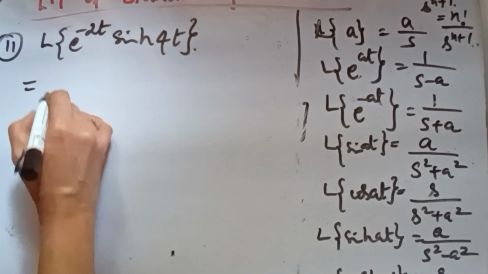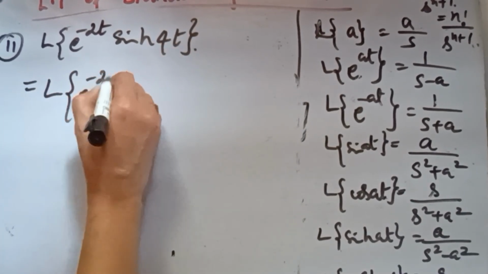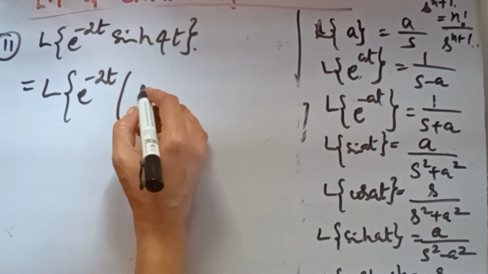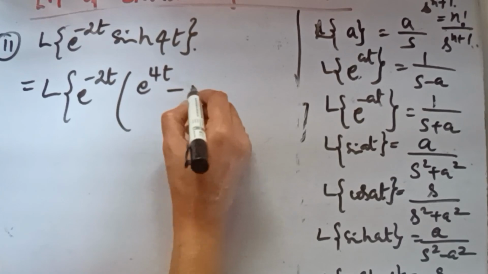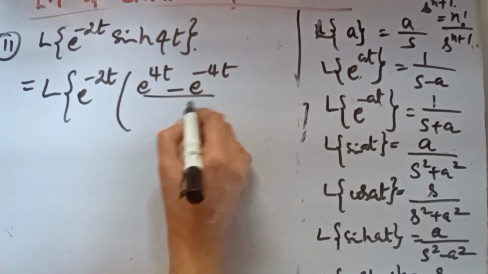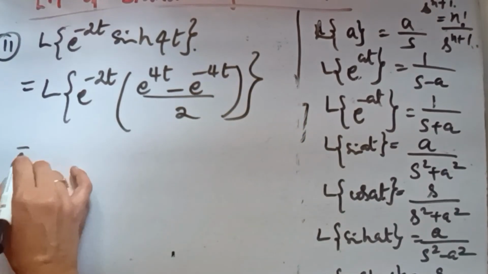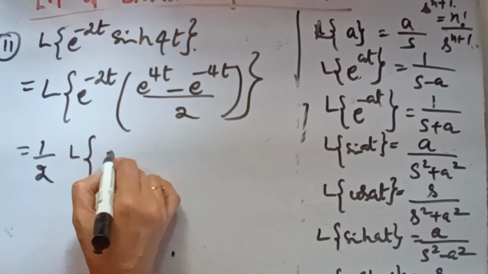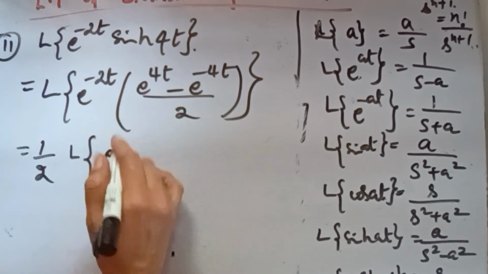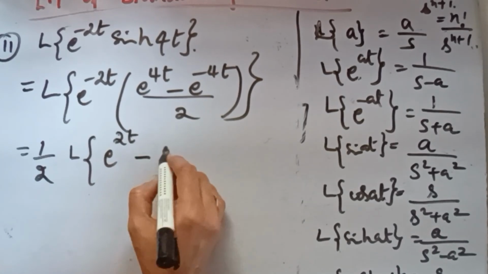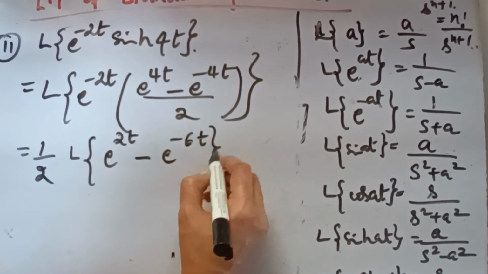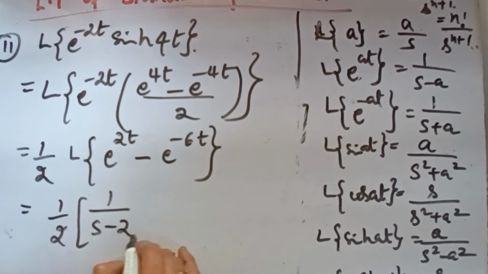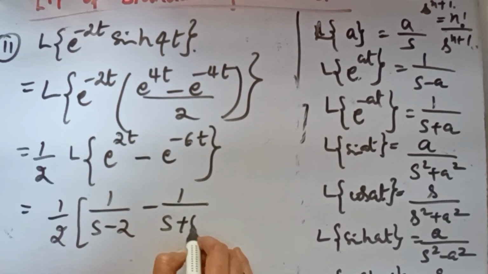So this can be simplified as e power minus 2t, which is not directly available as a standard function, and sin hyperbolic 4t, for which we have the definition, e power 4t minus e power minus 4t by 2. So 1 by 2 is a constant, take it outside. Now simplify this. E power minus 2t plus 4t is e power 2t, minus e to the power minus 6t. So this is 1 by 2 into 1 by s minus 2 minus 1 by s plus 6.